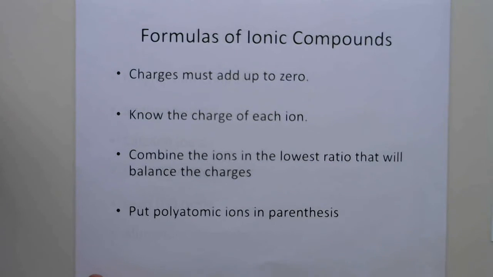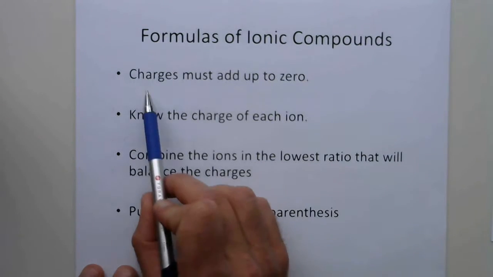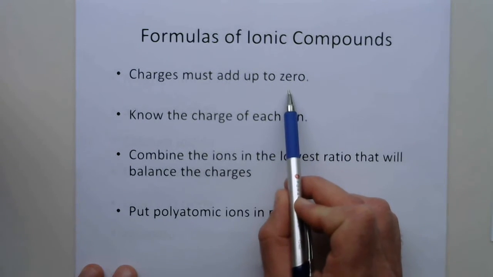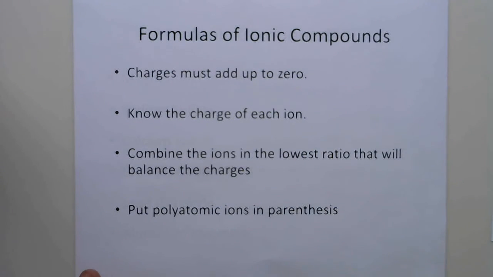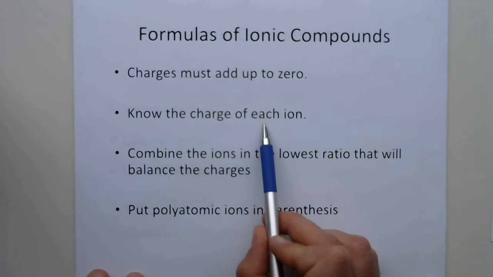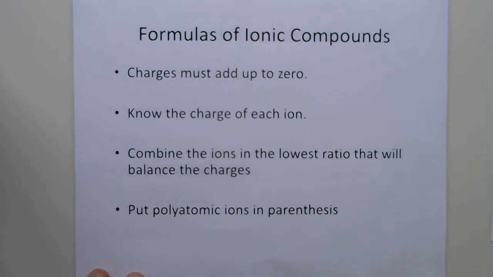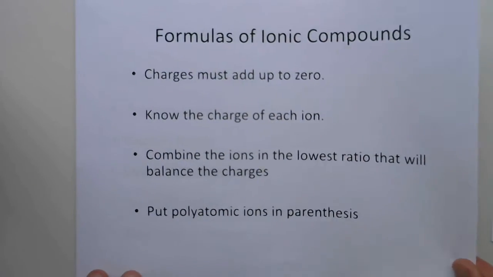All right, so formulas of ionic compounds, a couple rules to know, but the charges must always add up to 0. So ionic compounds are neutral. That means that they don't have a charge. Even though they're made up of charged particles, the charges balance out and they are neutral. You need to know the charge of each ion. So you need to either memorize the polyatomic ions or look on your periodic table where they're located. And then you're going to combine the ions in the lowest ratio that will balance the charges. We'll get some practice with that in a minute. If you do have polyatomic ions and there's more than one of them, you need to have those in parentheses.